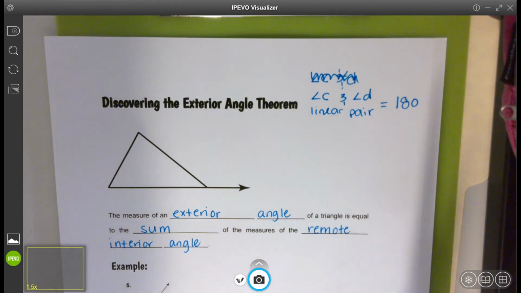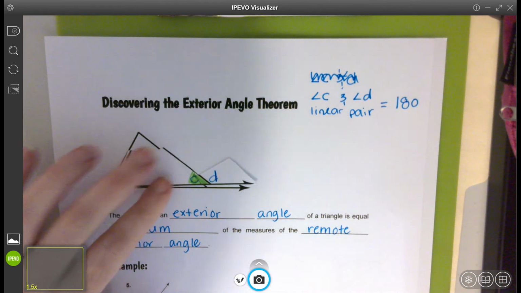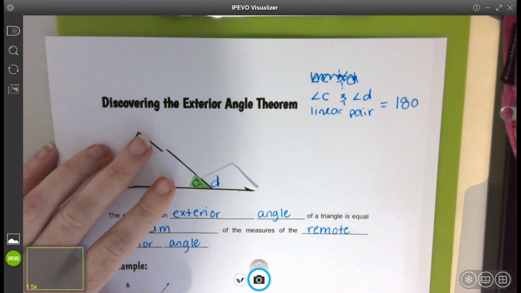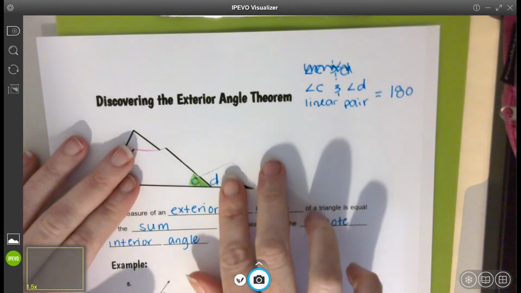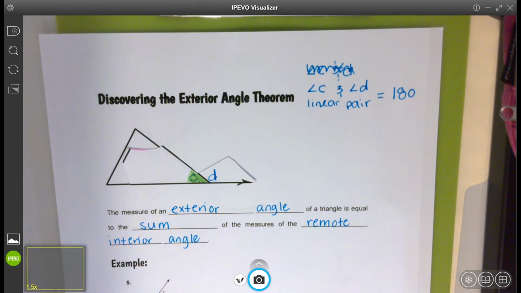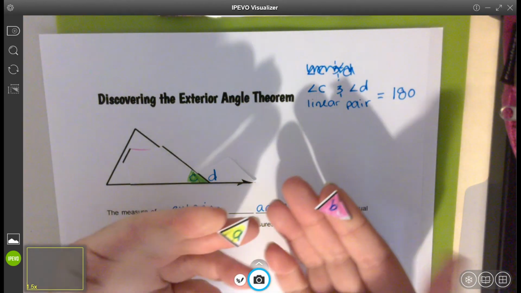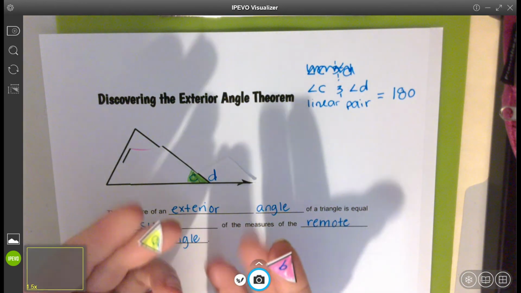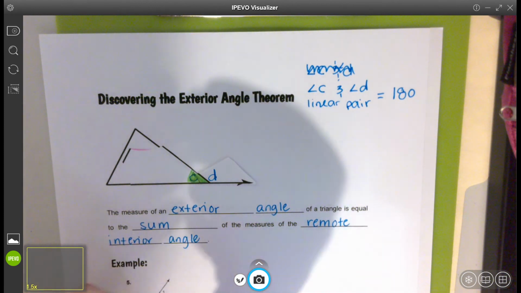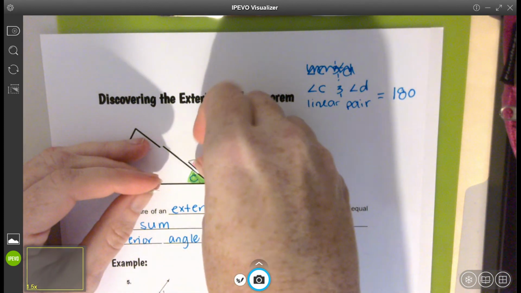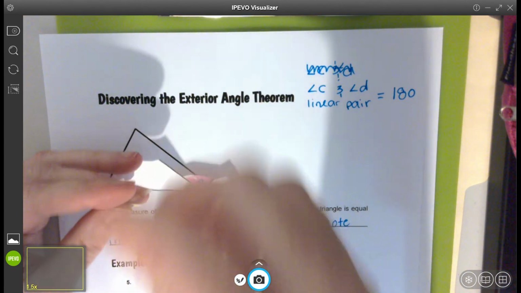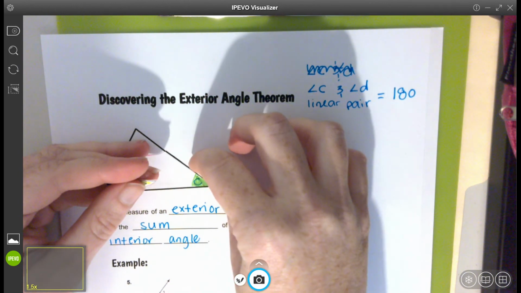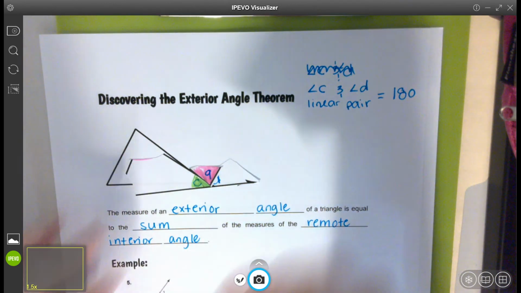Because I'm not breaking up my linear pair. So again, you can see angle C and D are still there. Now I have angle A and B cut off in my hands. Now I'm going to actually show, like we did before, if I put them here, remember A, B, and C, or 1, 2, and 3, they made my straight line.